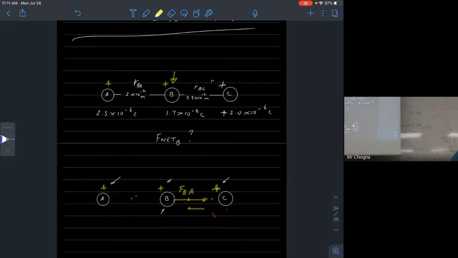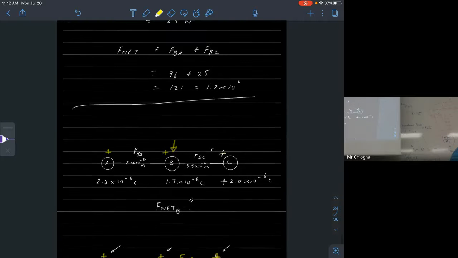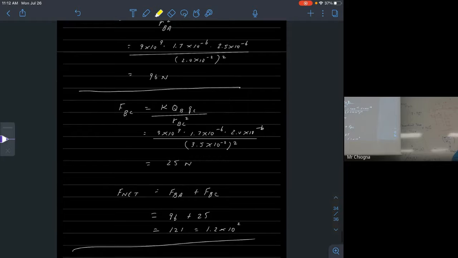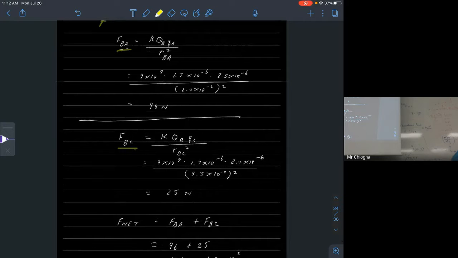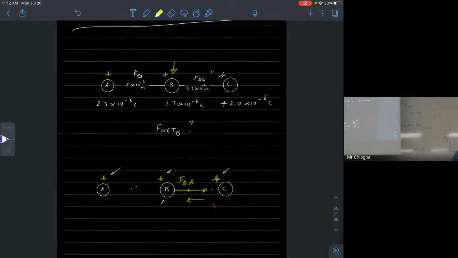Now, should I extend that? Is that long enough? Is it going to be shorter than FBA, or is it going to be greater than FBA? How do I know? Well, go back to here. What's the actual value of FBC compared to FBA? FBC is 25 compared to FBA, which is 96. FBC doesn't change its magnitude. It's the same size charge that's doing the acting. So the force is smaller. FBC is smaller, and so I was correct in drawing FBC as a smaller arrow.